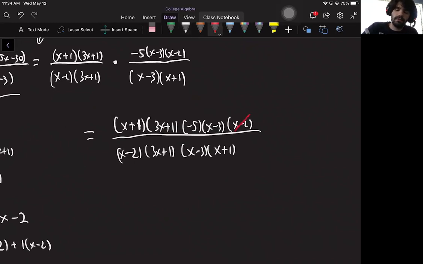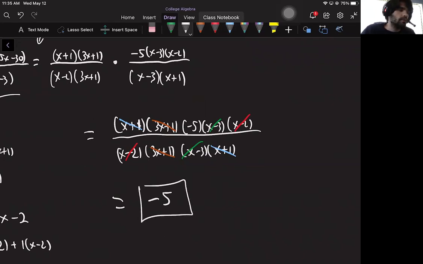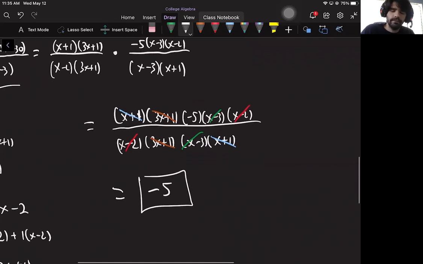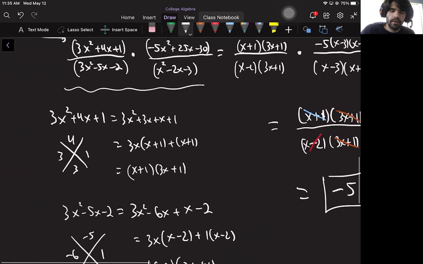And here we see a lot. So we see an x minus 2 and x minus 2, an x plus 1, an x plus 1, an x minus 3, an x minus 3, and a 3x plus 1 and a 3x plus 1. So what's left? Well, those all just become 1s. So 1 times 1, but then there's still this negative 5 times 1 times 1. So this ends up just simplifying to negative 5. Okay, so that's how these work.